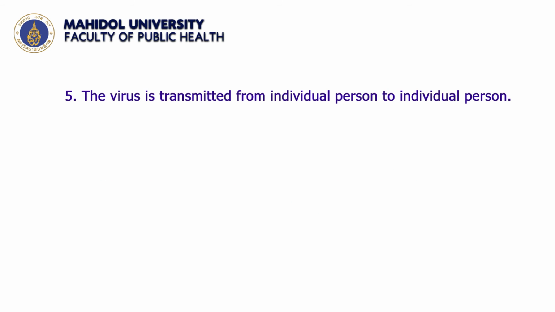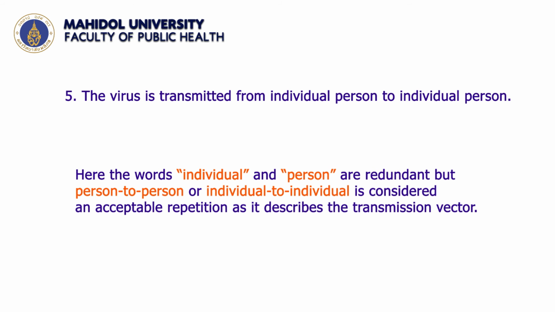And number 5, the virus is transmitted from individual person to individual person. Here you can see individual and person are redundant, but person to person or individual to individual would be considered an acceptable repetition as it describes the transmission vector. So the virus is transmitted from individual to individual.